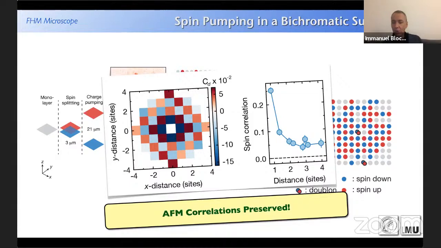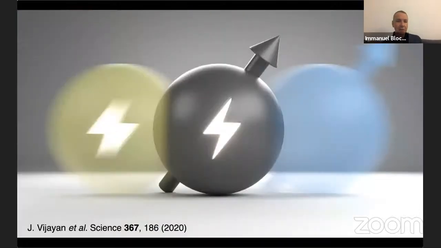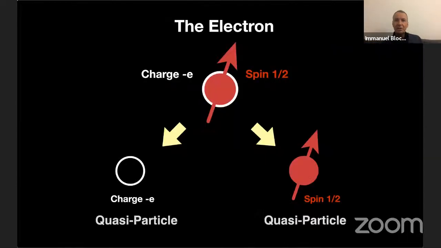Actually, using this technique, we can also look at bilayer physics, but today I don't want to talk about these bilayer experiments. I want to switch gears now and talk about first experiments in one dimension on spin-charge separation, and then turn to the 2D experiments.